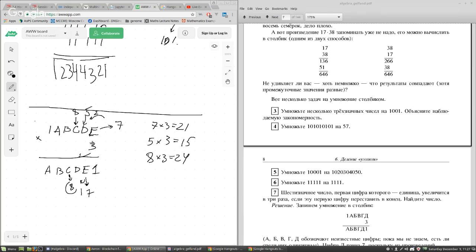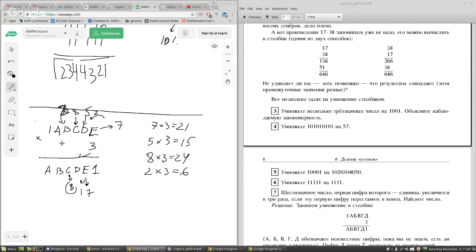So what times 3 has a 6 in its unit digit? How about 2? So what if B is 2? Well, 2 times 3 is a 6, right? With the carry, that would be the 8. So B is 2, not 6. 2 times 3 is 6. With the carry of 2, that becomes 8.